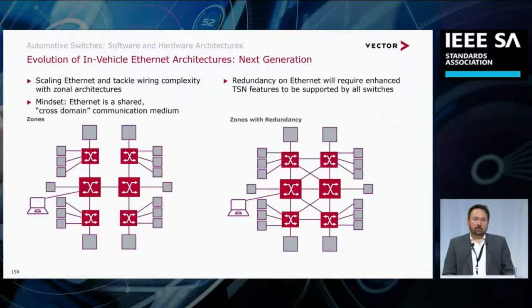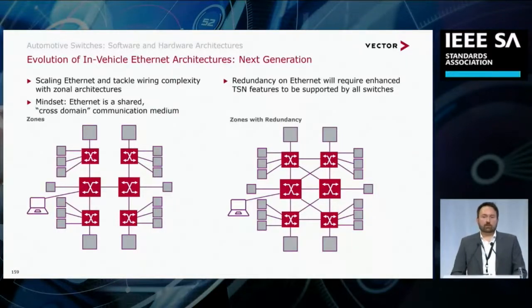But then, last but not least, when we are moving towards safety critical applications, we may also need to introduce redundancy. This will require even more features from the Ethernet networks, especially from the TSN world. I will not go into details on that. But what we can see here is we are getting more complex, we have more switches, and we have many more features that we need to deploy in our networks.